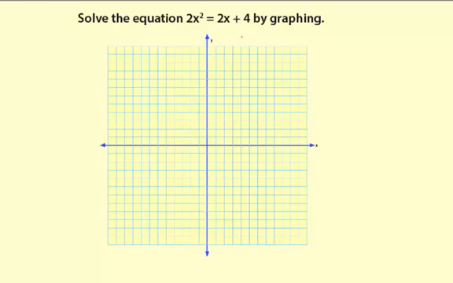Solve the equation 2x squared equals 2x plus 4 by graphing. So I'm going to use a technique that's a little different on this problem. What I'm going to do is graph the left-hand side of the equation as one function, and then I'll graph the right side as another function, and then we'll see where those function lines intersect.